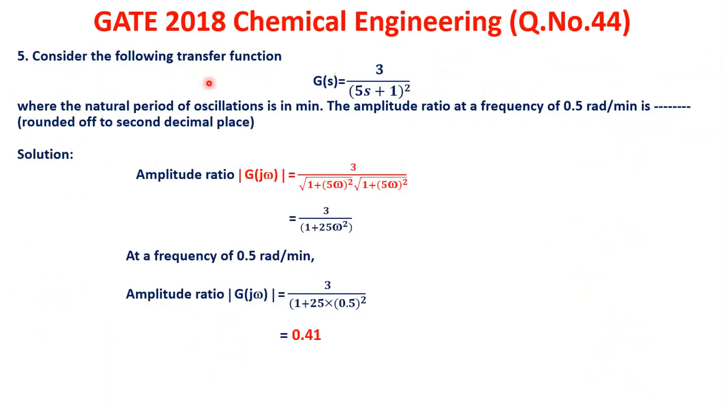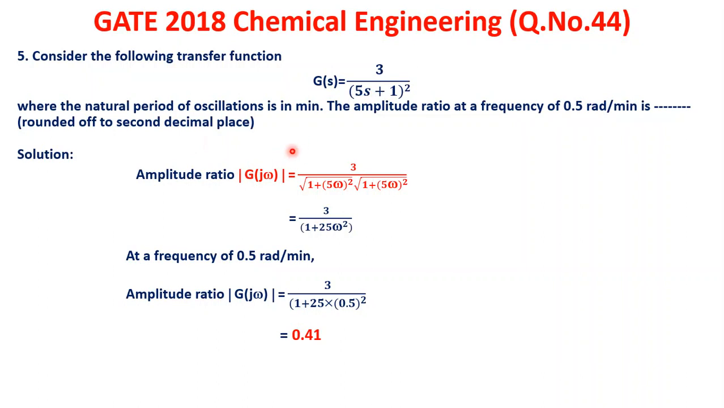The last problem, consider the following transfer function. So this is taken from a chemical engineering question paper, where the natural period of oscillation is in minutes. Amplitude ratio at a frequency of 0.5 radian per minute is dash. So the answer should be given rounded off to second decimal place.